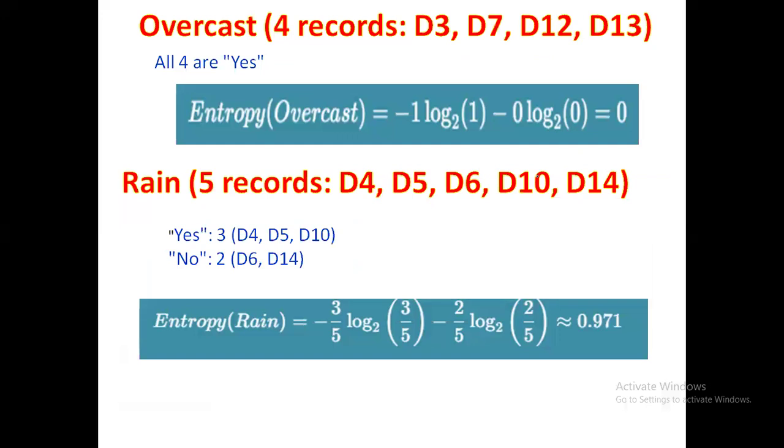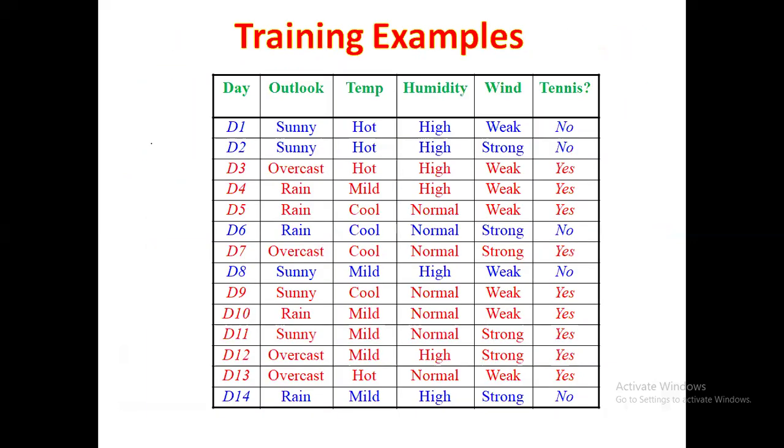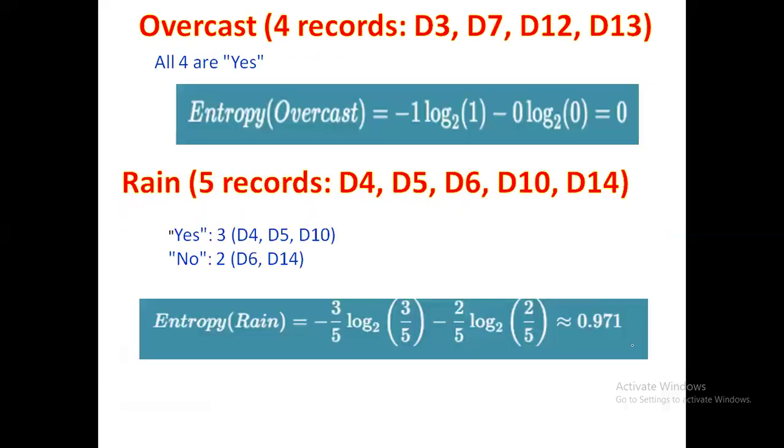Similarly for the other values, overcast, how many values are there? All four are yes. If you look into the table, all four values for overcast are yes. So only one value we are going to get. The entropy is minus 1 log 2 of 1, which is 0. How? 4 values, 4 divided by 4, we can write it as 1. So the entropy value for overcast is 0.